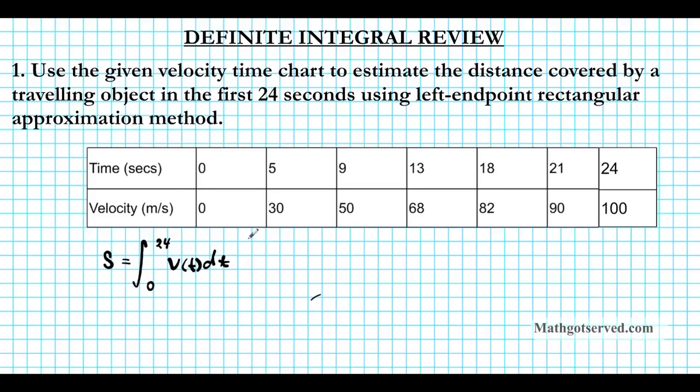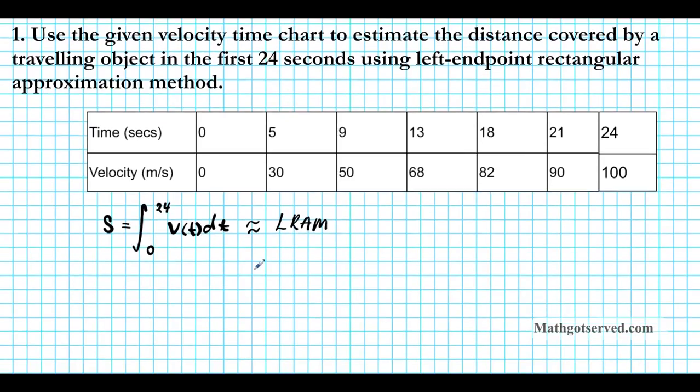But we don't have a function here, we just have a chart. So the best we can do is approximate what the total distance covered is. To calculate that, we're going to be finding an approximate value using the left-hand rectangular approximation. If you notice here, our intervals are not equal, so we cannot use the other formula for equal subintervals. Let me show you what that formula is.